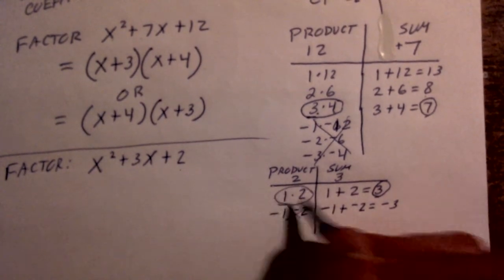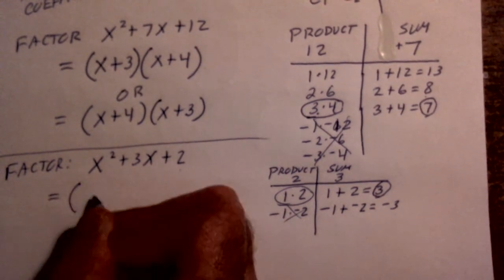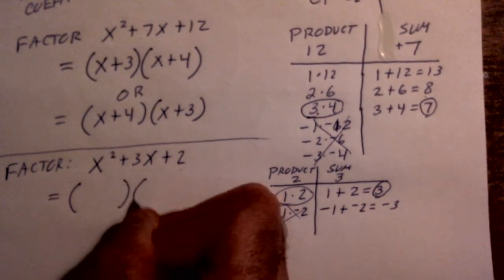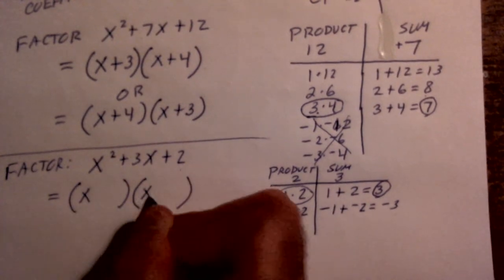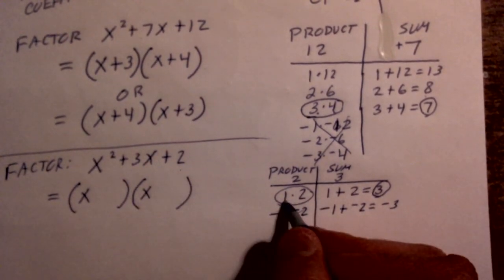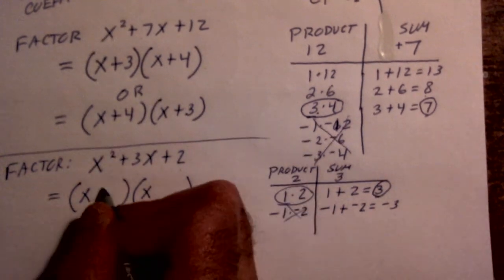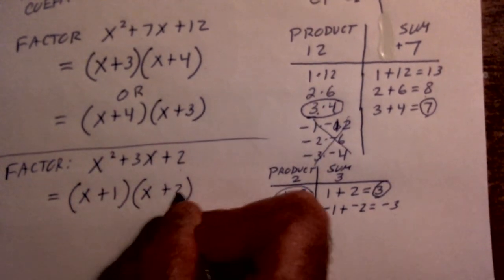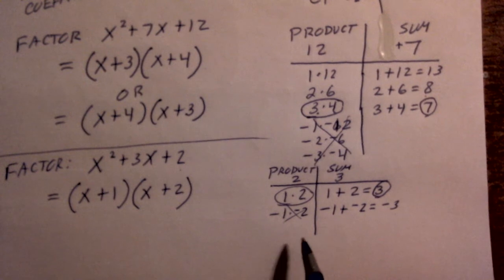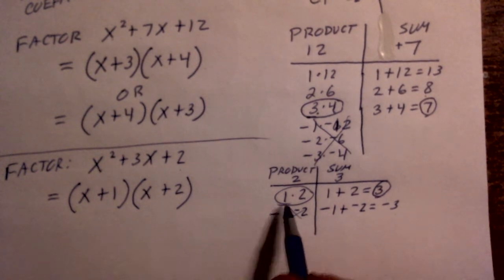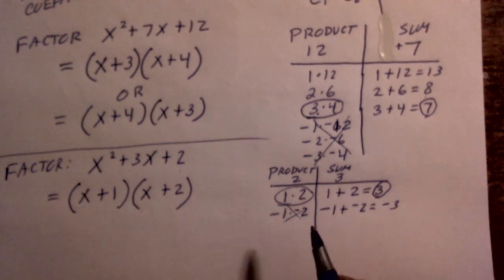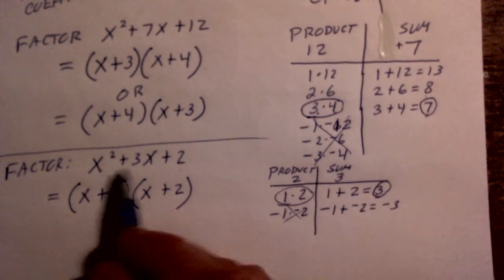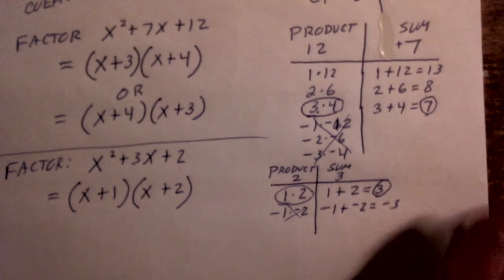be 1 and 2. Hence, this trinomial immediately factors into the product of two binomials, which are going to have first terms x and x, and the last terms would have to be plus 1 and plus 2. And that trinomial is completely factored. And it doesn't matter, again, if you put the x plus 2 here and the x plus 1 here. The order doesn't matter here. But this would be the factorization of that trinomial.